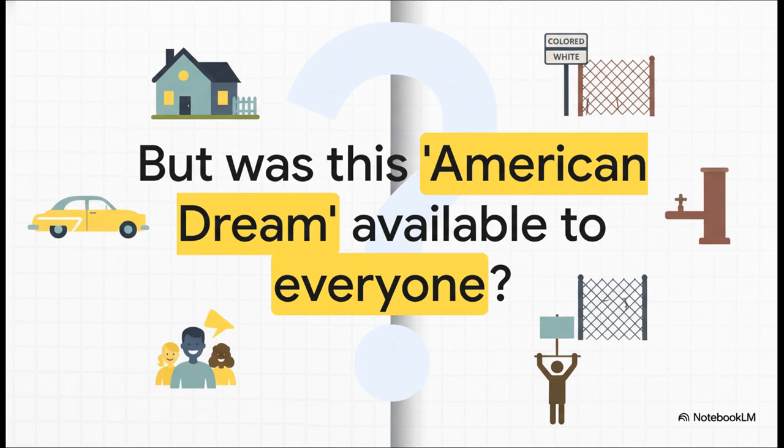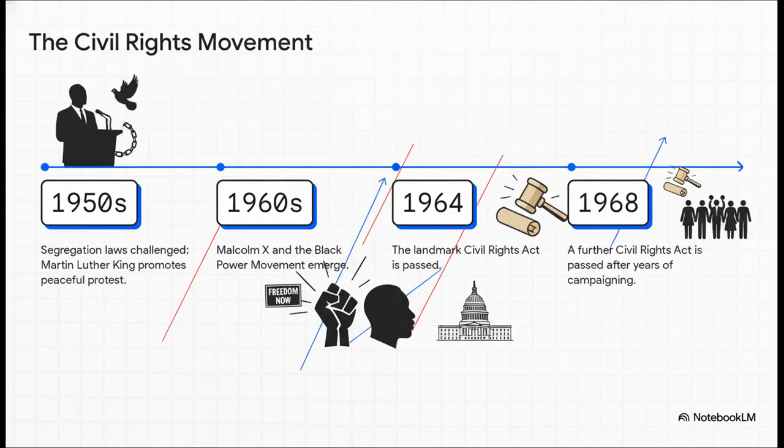And it's this tension that really drives the history of the 1950s and 60s. So it's no surprise that the post-war years saw the rise of the civil rights movement. In the 50s, you had leaders like Martin Luther King Jr. who championed nonviolent protest to challenge segregation. But by the 1960s, the movement started to change. You had new voices like Malcolm X and the Black Power movement coming through with different, more radical ideas. And despite facing horrific violence, these campaigns worked, leading to the landmark Civil Rights Acts of 1964 and 1968.